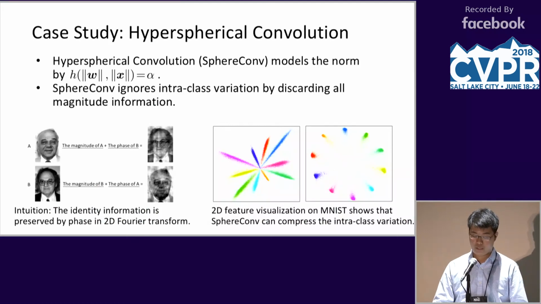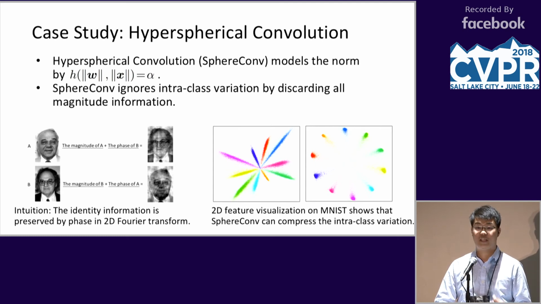Here's one example of how we may design the functions. In hyperspherical convolution, we project both weight and input onto a unit sphere, which simply discards all magnitude information. The effect can be easily seen in the 2D visualization, where the feature vectors tend to concentrate into small circles. One way to justify this operator is to observe that the information of images is contained in the phase of the Fourier transform rather than its magnitude.